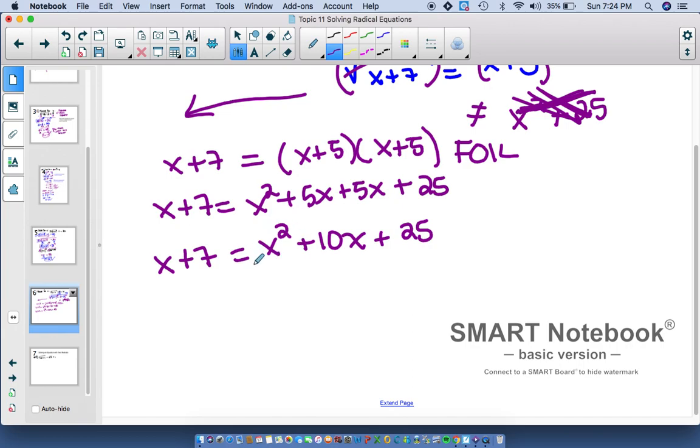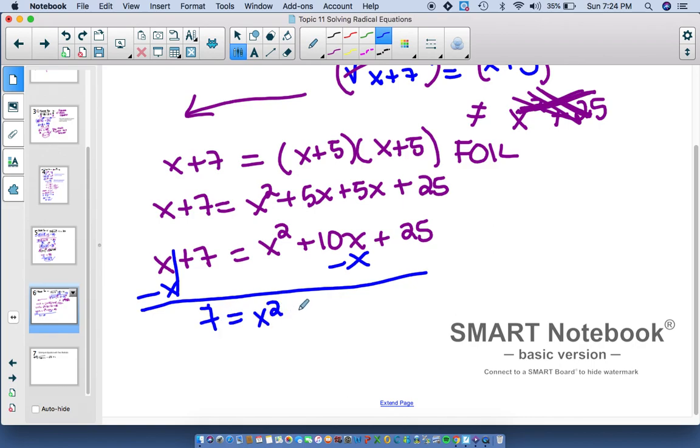I think you noticed that this is a quadratic. So with a quadratic, we've got to get everything on the same side, and then we're probably going to have to factor, right? So subtract x. 7 equals x squared plus 9x plus 25. Okay.